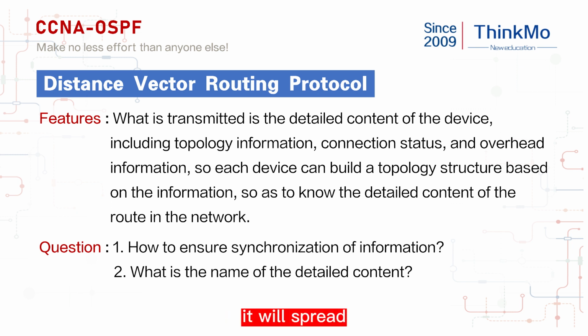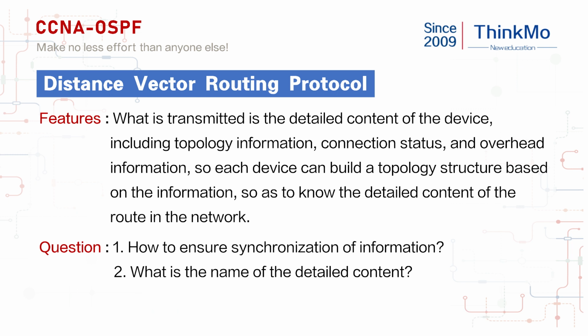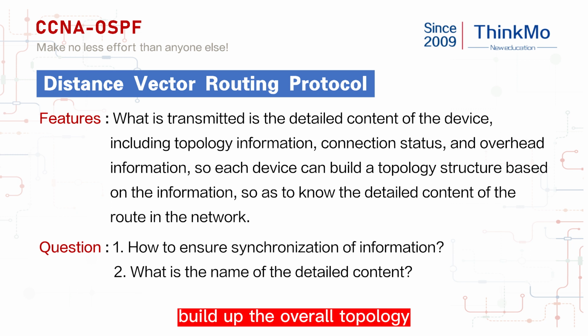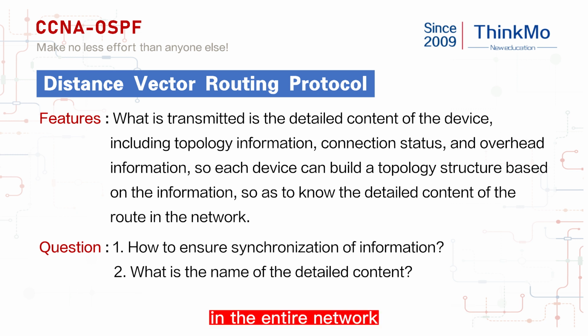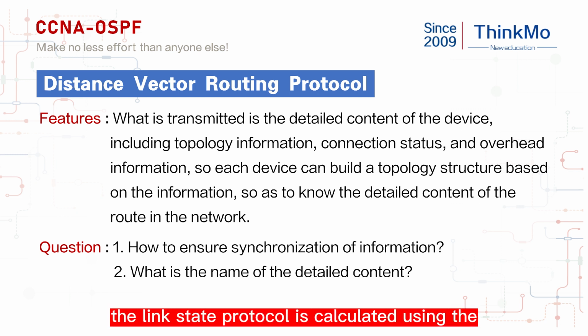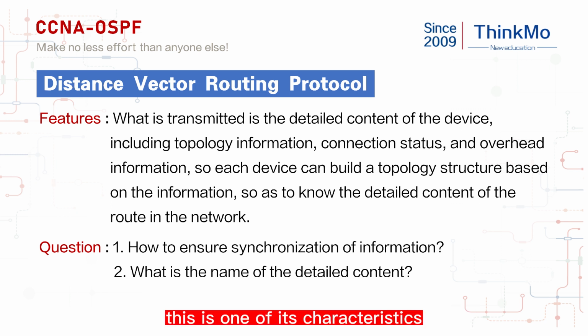It will spread, so each device can, based on the information, build up the overall topology. Then after the build is complete, we can know the details of the routing in the entire network. The link state protocol is calculated using the SPF algorithm. This is one of its characteristics.